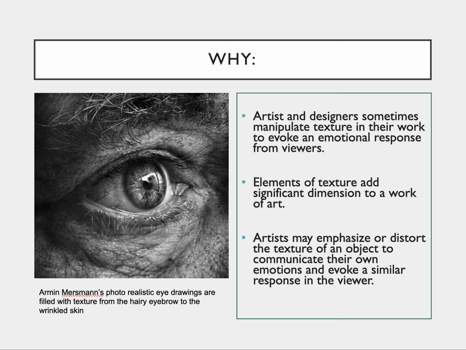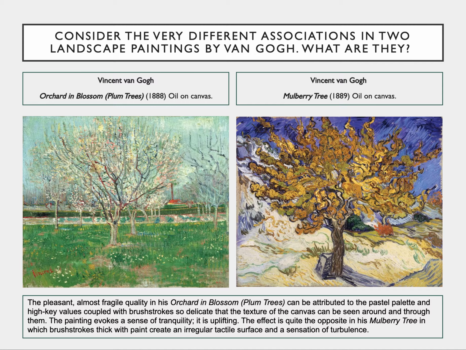So sometimes we work with texture to get an emotional response. Also, it adds dimension. In building design, we will use it to create interest and comfort and create an environment where people enjoy being. So look at these paintings, both done by Vincent van Gogh. They both have texture, but it's very different. Texture has as much of a range as color or line or any other element.